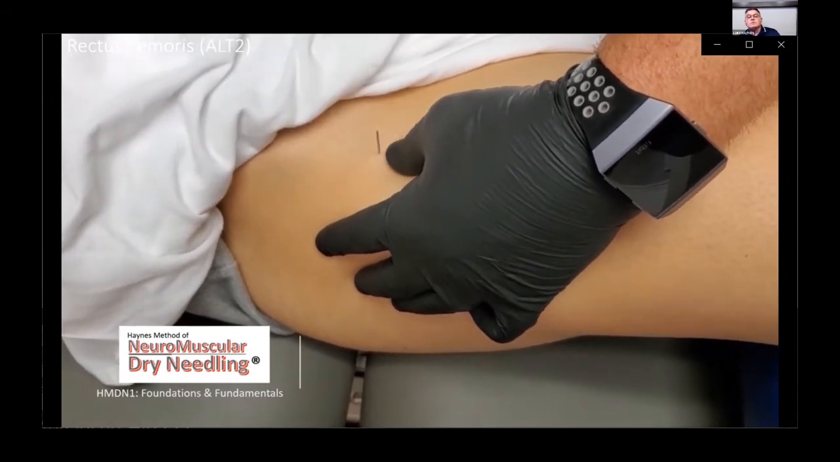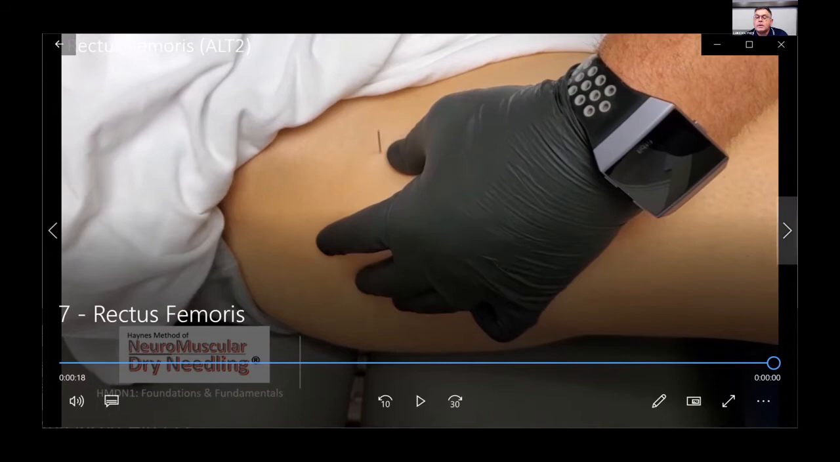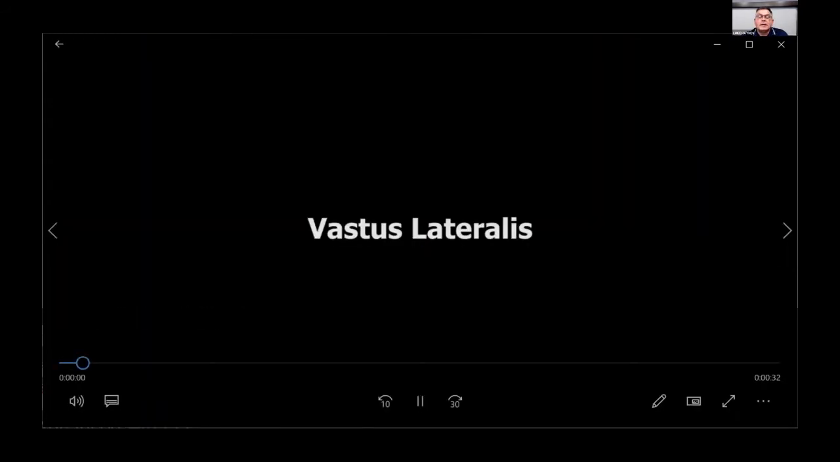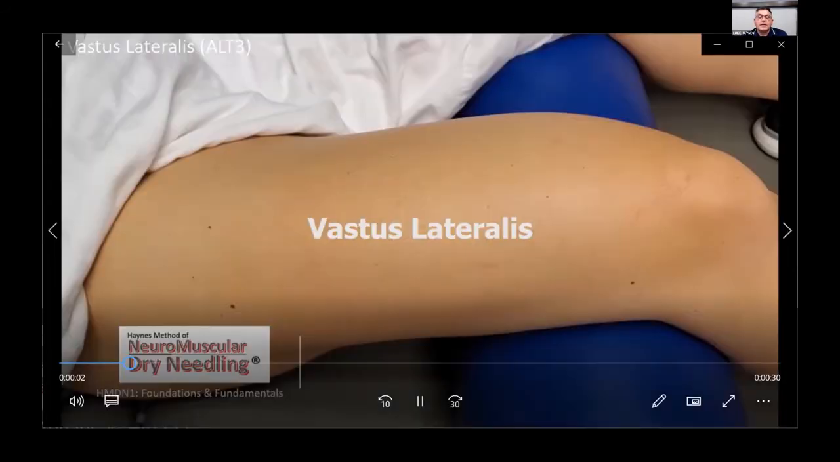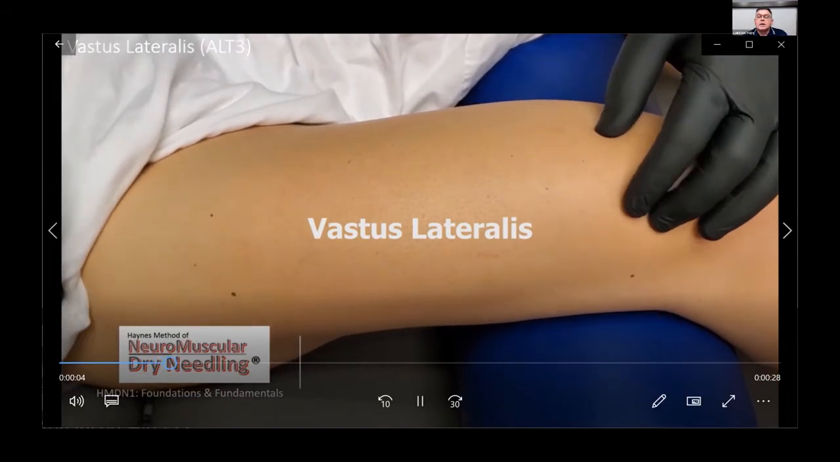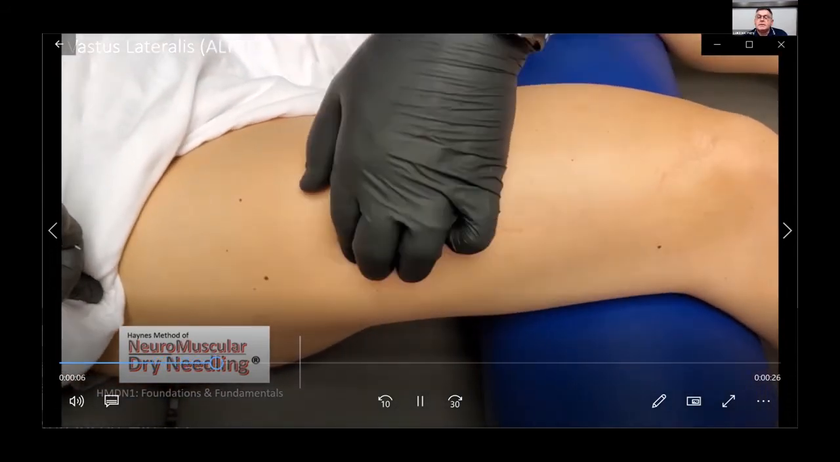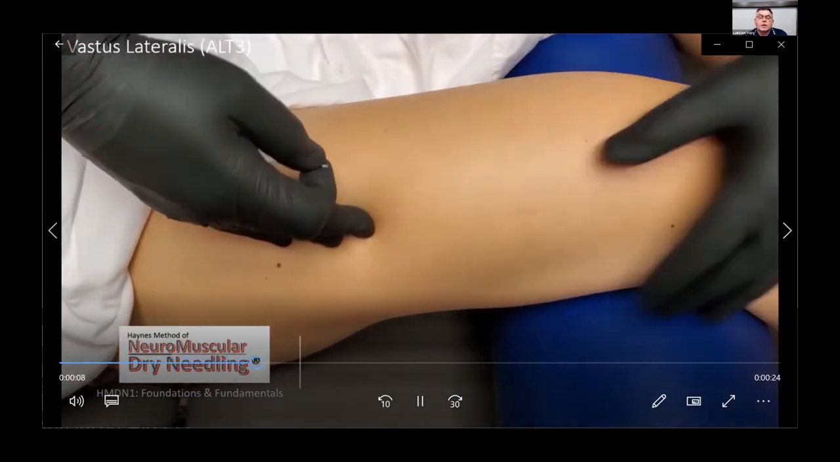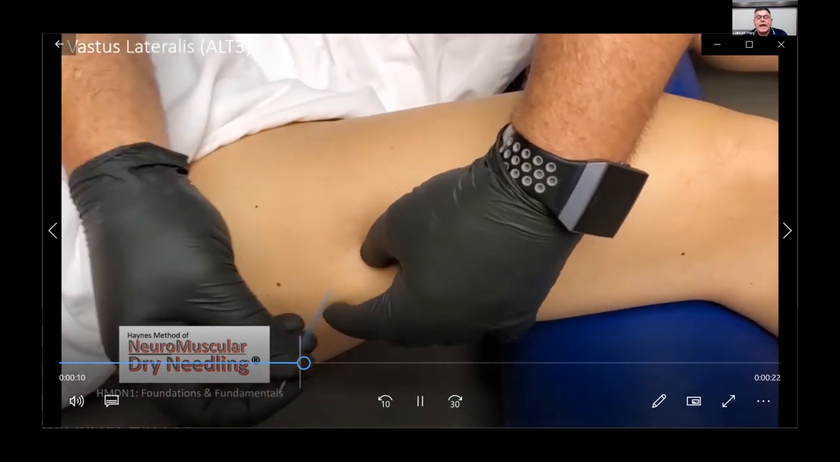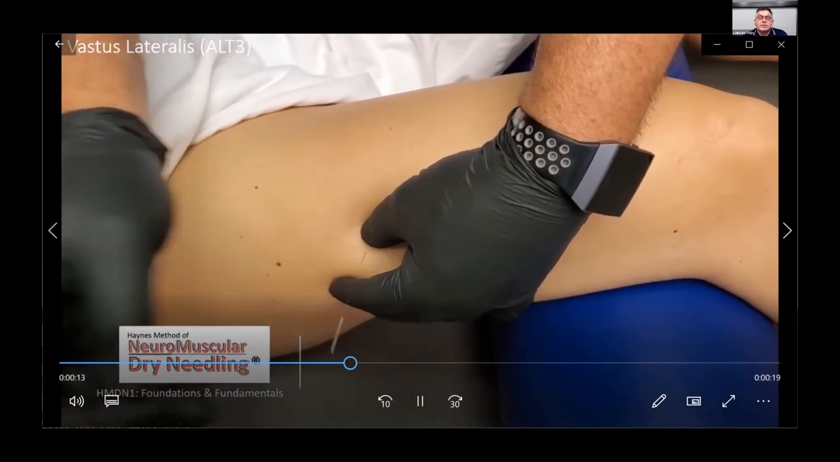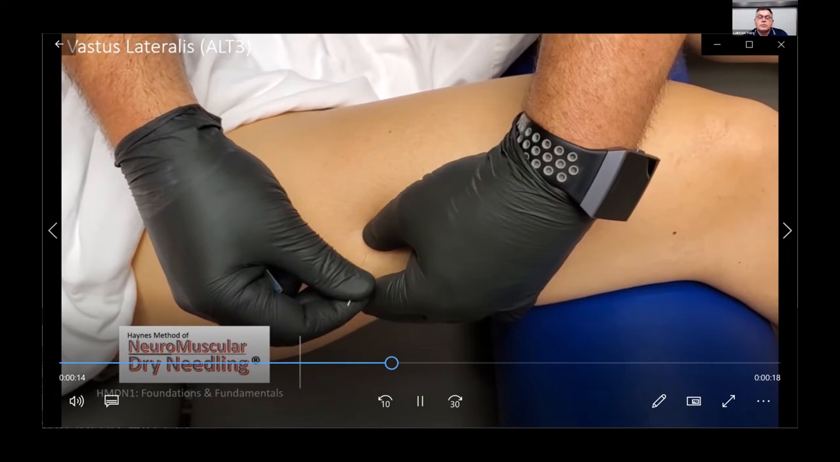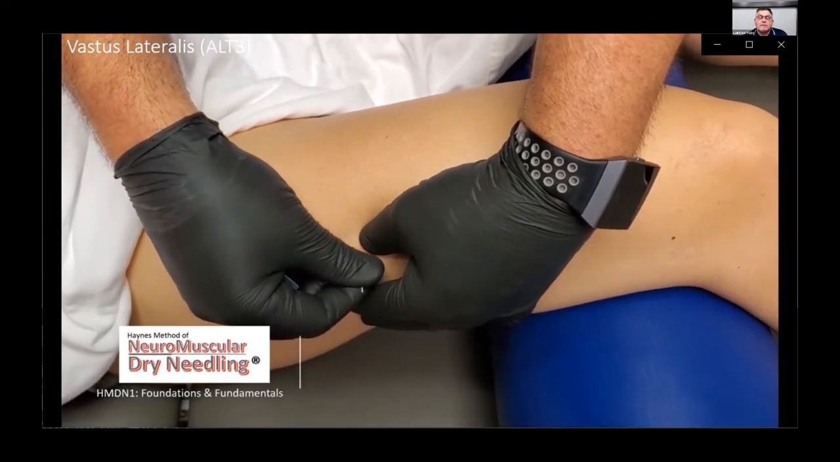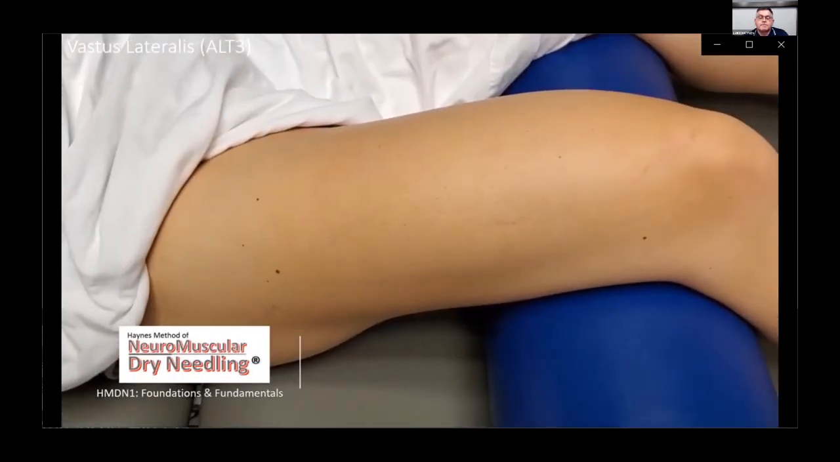fem. No worries, we will needle rec fem a little bit more directly in a moment as we do vastus intermedius. But for vastus lateralis, we're going to find a midpoint between the knee joint line and greater troch, and just anterior to the iliotibial band, we'll needle into the bulk of the medial muscle of vastus lateralis.